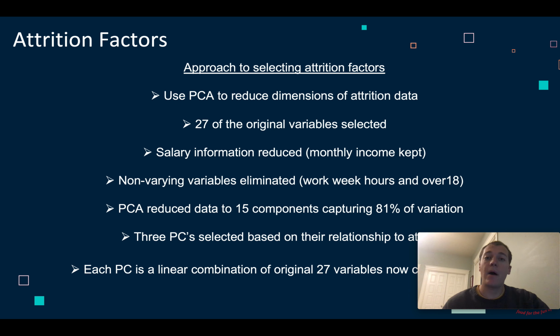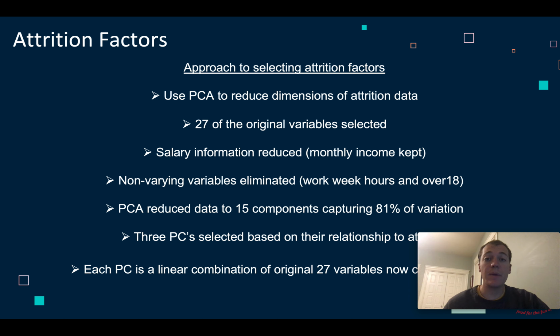So let's talk about how I eliminated some of the variables out of the original data set. My plan the whole time was to use PCA to reduce the dimensions of the data, but before that I had to strip down some of the variables out of the original data set. So I selected 27 of the original variables. I took out a lot of information on salaries: daily rate, monthly rate, and hourly rate, and I just kept monthly income because the other variables were too inconsistent. I also got rid of a lot of the non-varying variables, such as over 18 and total workweek hours, because they were all 80, so those provided no information as far as the analysis.